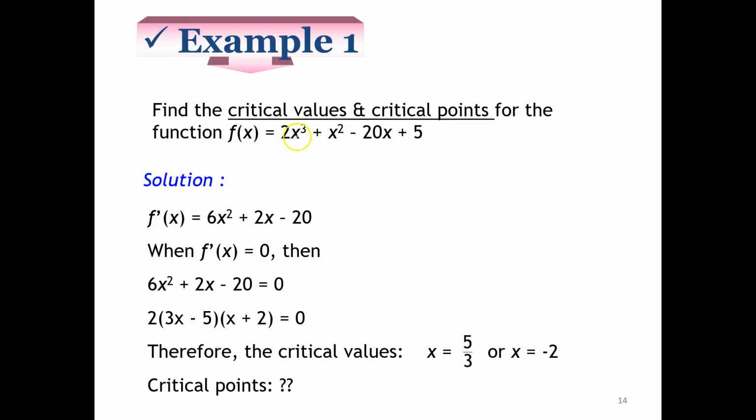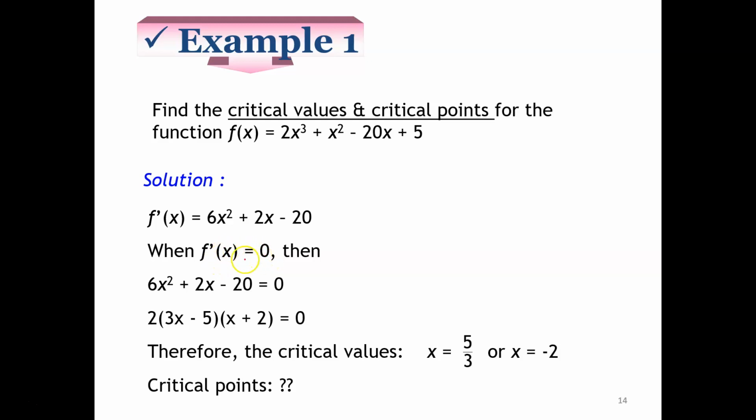When you differentiate x cubed, you get 6x squared. You differentiate x squared, you get 2x. Differentiate 20x, you get 20. Differentiate 5, you get 0. So you get this one. But remember, critical values, as we said earlier, must be f prime x equal to 0 or undefined, right?